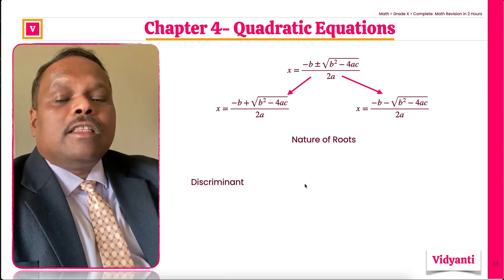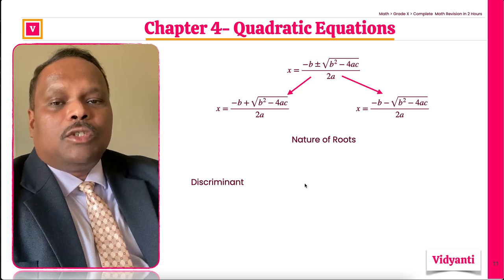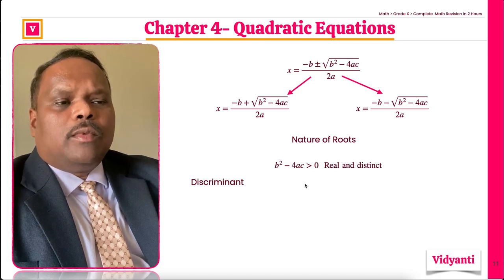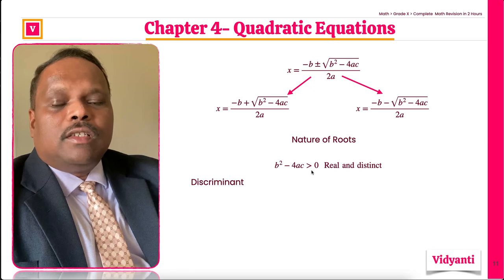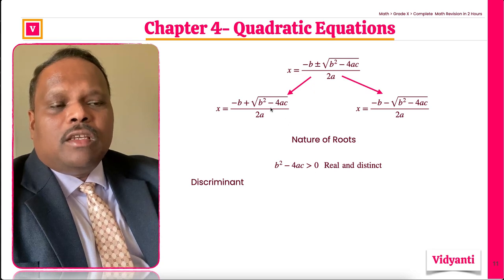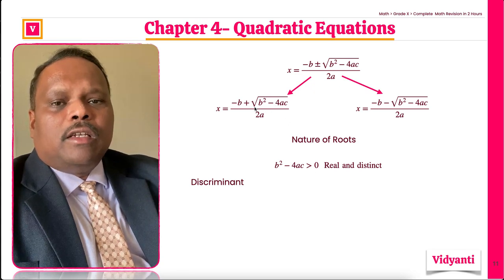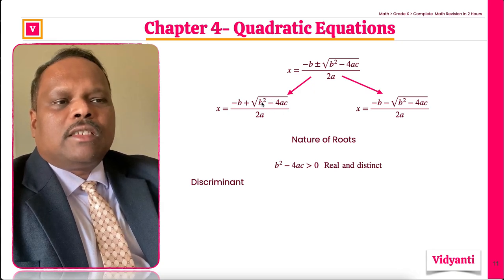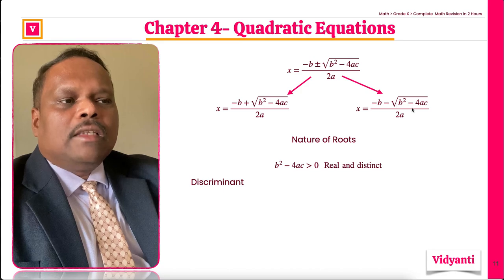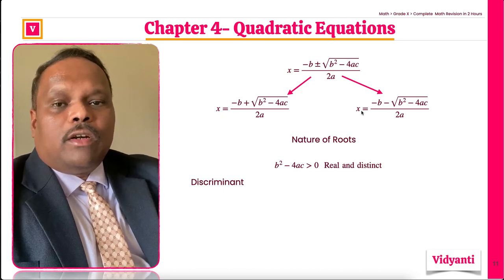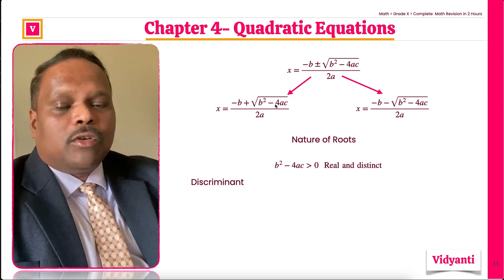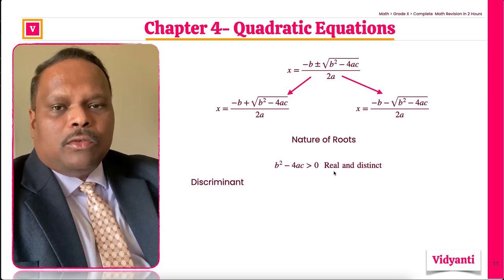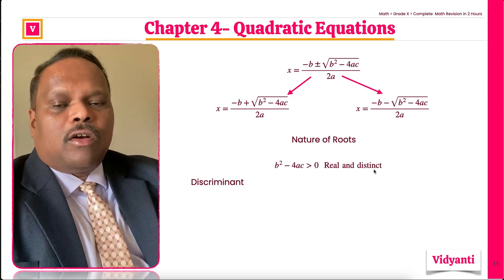And let's see, there are three scenarios, three sub-situations, and let's see the meaning of each one. If b square minus 4ac is greater than 0, that means there is something under the root. So after calculating the square root, you will get something in this part. Minus b plus something will happen, minus b minus something will happen, and you will get two different roots. These are real because you can calculate the square root of positive numbers, absolutely no problem. So you will get real and distinct roots.